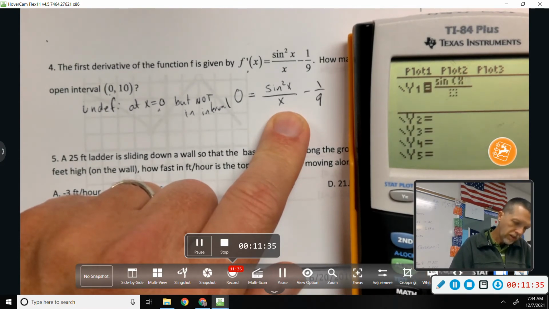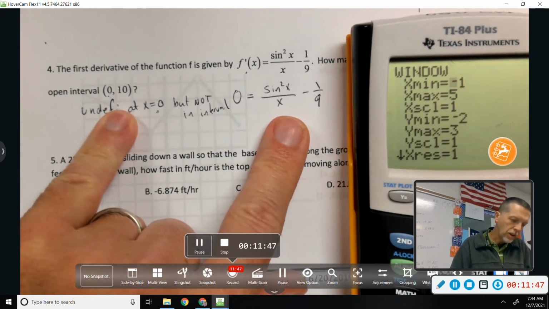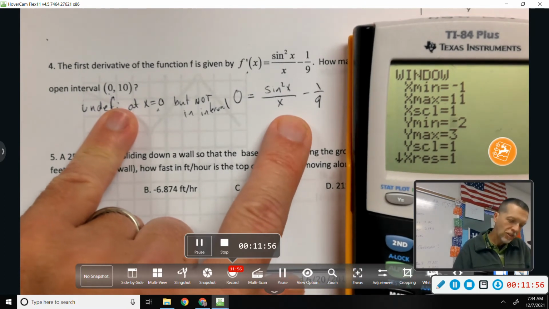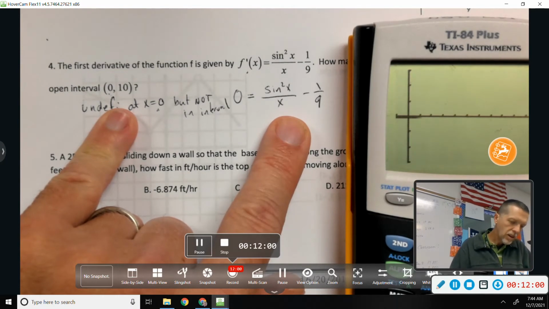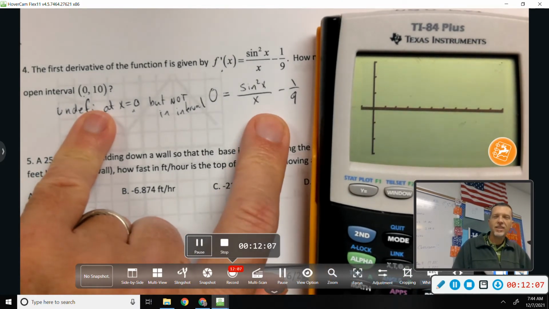Sine of x. Careful with parentheses and squareds. Over x minus 1/9. And it said to look from 0 to 10, so I'm going to make my window. I'll go -1 to 11 just to make sure I see everything. My y min and my y max don't matter too much. I just need to make sure I see 0, the y axis in there. Uh-oh, I know what I did wrong.